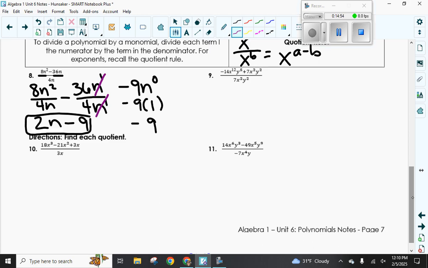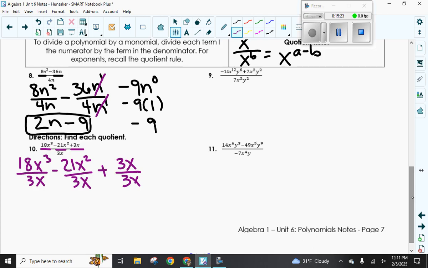So how many terms do I have on top on number 10? 3, which means I'm going to separate this out into 3 fractions. I'm going to have 18x to the third over 3x. Then minus 21x squared over 3x. Then plus 3x over 3x. So you take each of those things on top and you divide by the bottom.